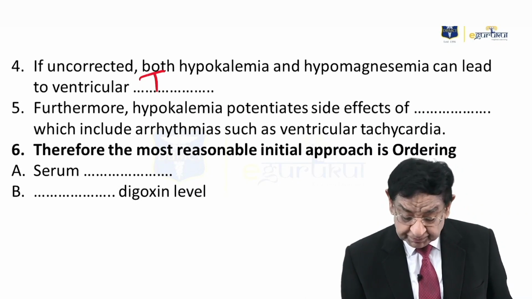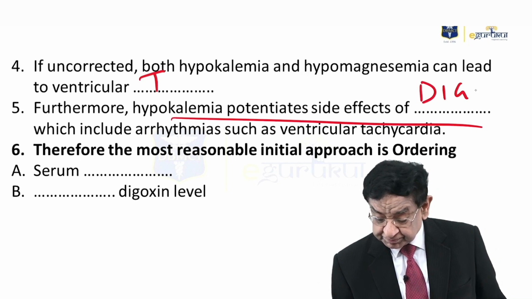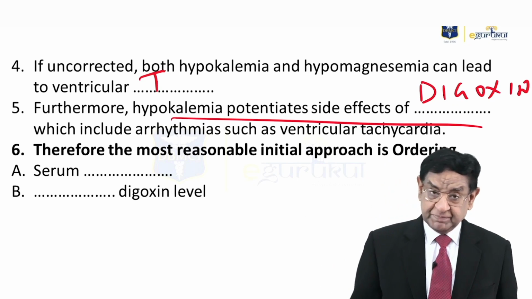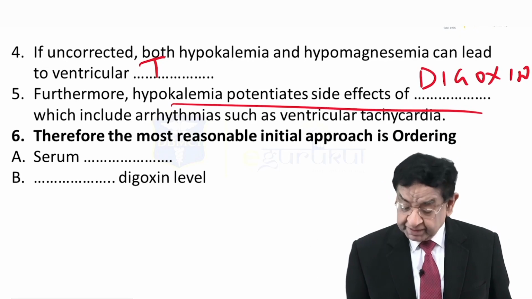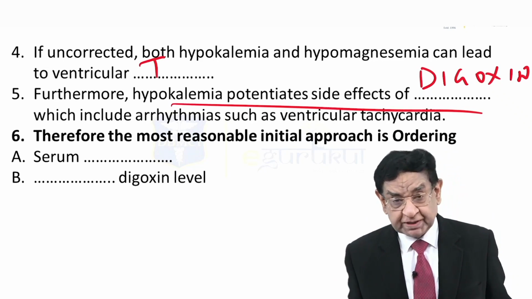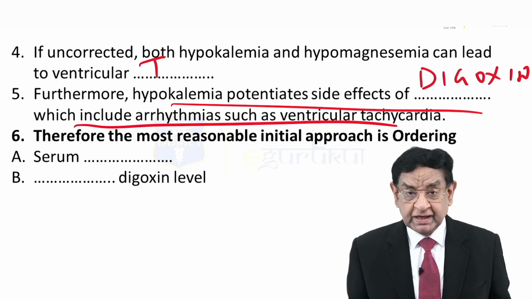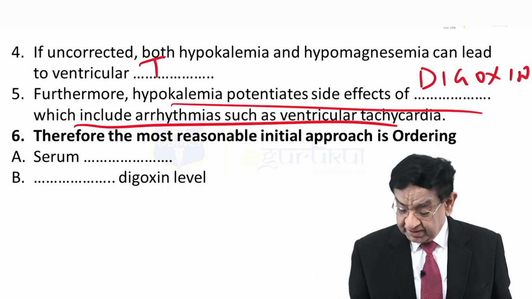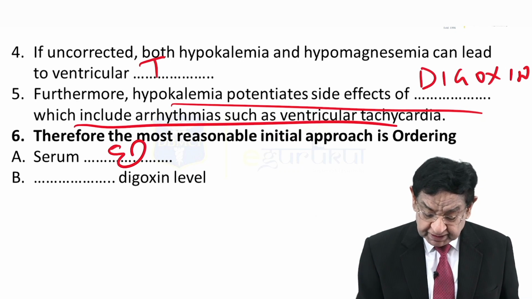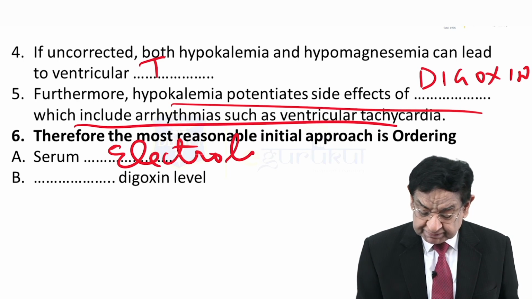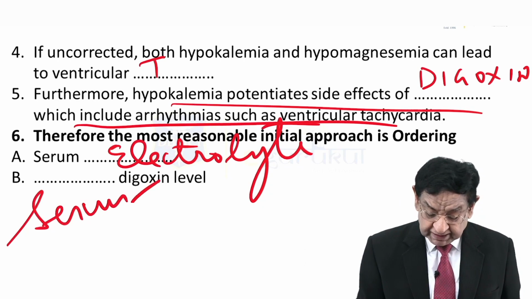And moreover, one more thing: hypokalemia potentiates the side effects of digoxin also. Don't forget, the patient was already taking digoxin as home therapy. Hypokalemia is going to potentiate the toxicity of digoxin, which can induce ventricular arrhythmia. So we got one more reason why the patient can have a ventricular arrhythmia. So what to do in this case? You order electrolytes. Now you are clear about it. Why electrolytes, especially potassium and magnesium, and also the serum digoxin level.